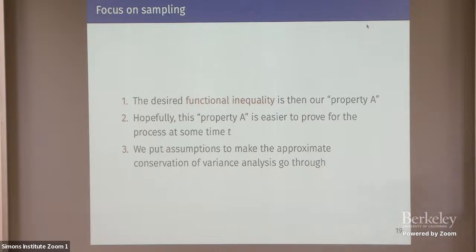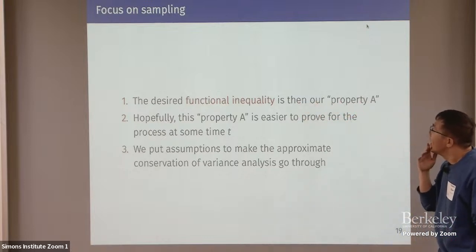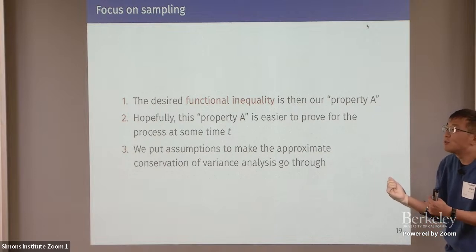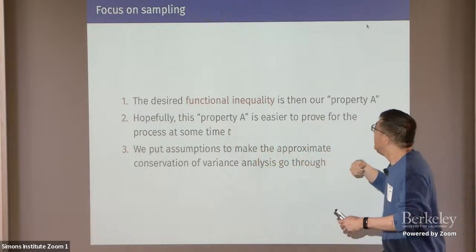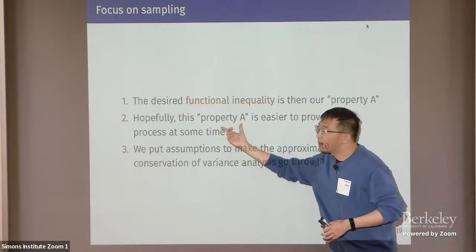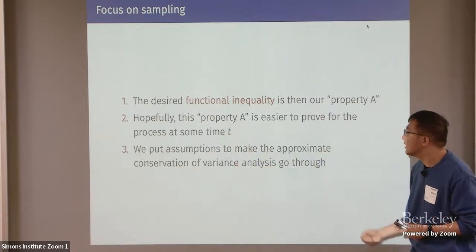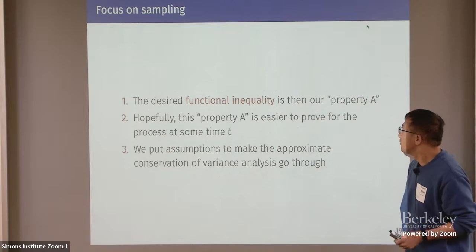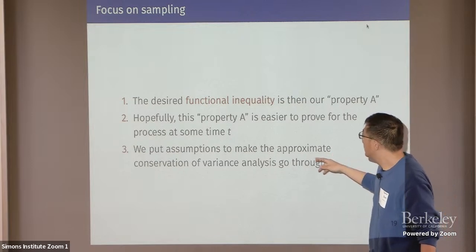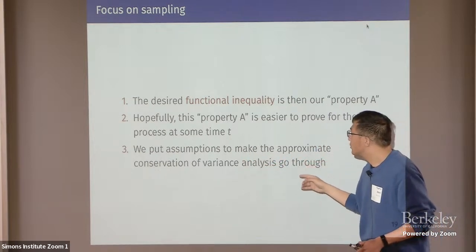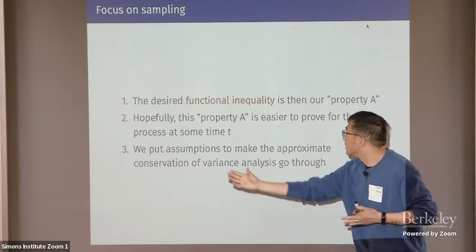Coming back to our problem, focus on sampling. We want to show some functional inequality, a Poincaré inequality or a modified log-Sobolev inequality. So this functional inequality is our property A. The general strategy to design the localization scheme is that you want to prove some property A, but once you run the process to some time t, this functional inequality is easier to prove. To make the entire proof work, for example to prove the Poincaré inequality, we need to make sure of the approximate conservation of variance, so the variance behaves well along this stochastic process.